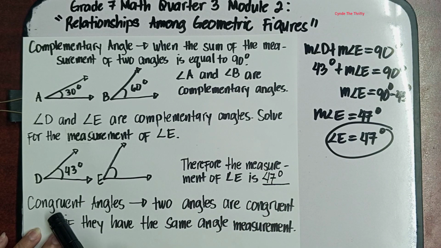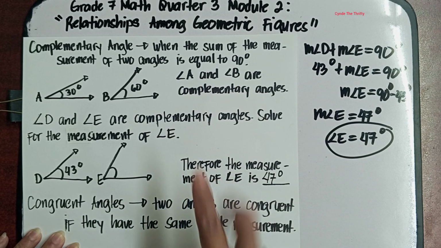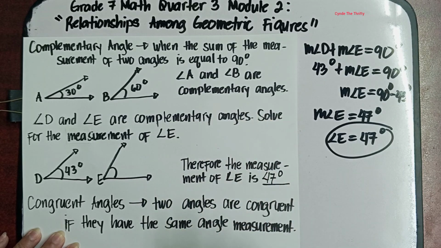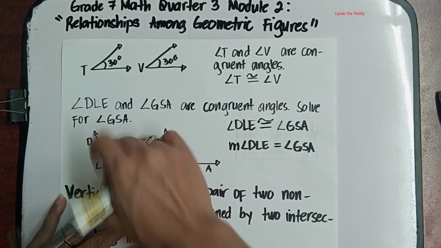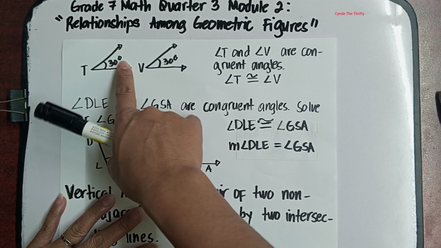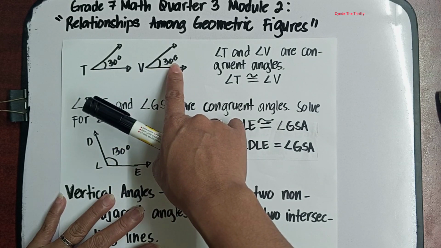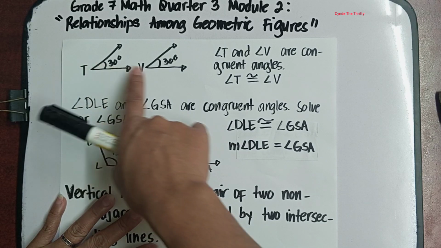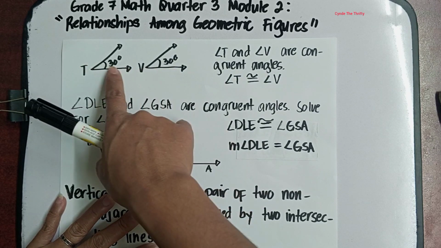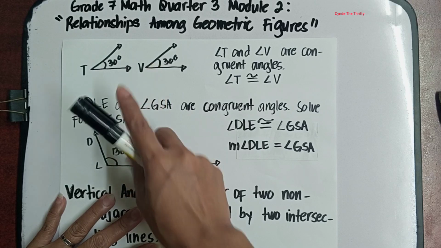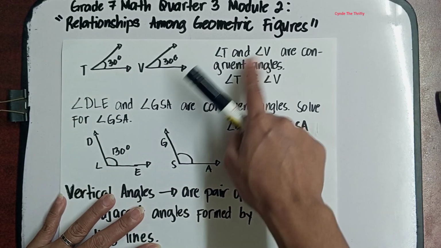Next is congruent angles. O ano yung congruent angles? Two angles are congruent if they have the same angle measurements. Okay, so from the word congruent, ibig sabihin equal. So ibig sabihin pala, ang matatawag natin na congruent angles, ang dalawang angles kapag magkapareho ang kanilang sukat. Example, si angle T, ang kanyang sukat is 30 degree. Si angle V naman is 30 degree. So, ibig sabihin, si angle T at si angle V is congruent kasi magkapareho ang sukat ng kanilang angle. So, therefore, angle T and angle V are congruent angles.